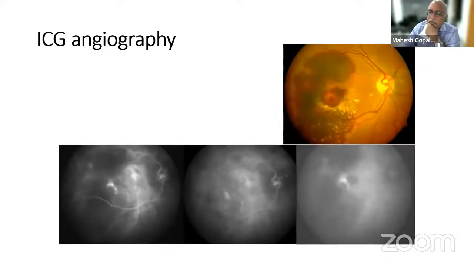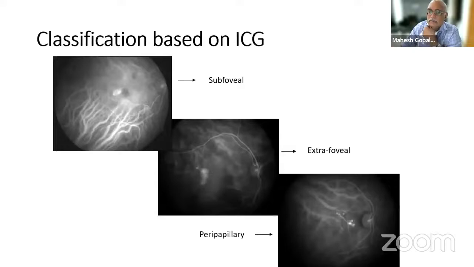This is one of the early camera-based ICGs, where even if there is blood, you can see a string of polyps and a bunch of polyps just next to the fovea, inferotemporal to the fovea. So polyps can be clearly demonstrated even in the presence of small hemorrhages. They can be subfoveal, where our treatment is a little more difficult, but extrafoveal and peripapillary polyps are amenable to thermal laser, even with very good results.